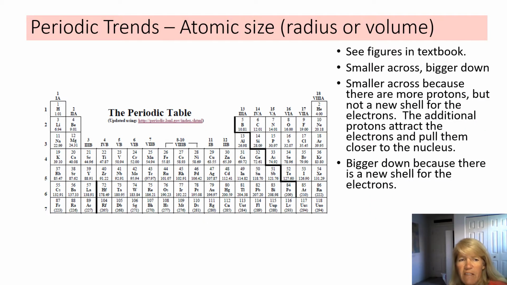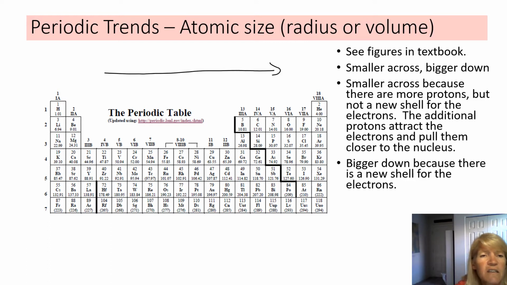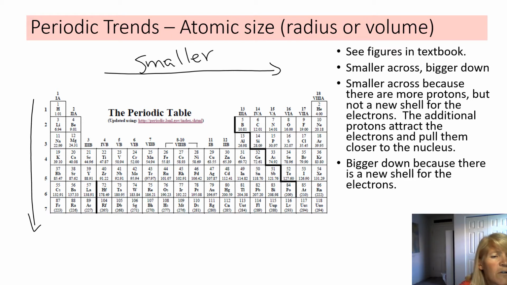There's a few trends of the periodic table that are important to remember. And the first one is atomic size. And this is radius or volume. It's not mass, because the mass just gets bigger as you go across and down. There's a nice figure of this in your book that I recommend you look at. But the trend is that they get smaller going across, and they get bigger going down.